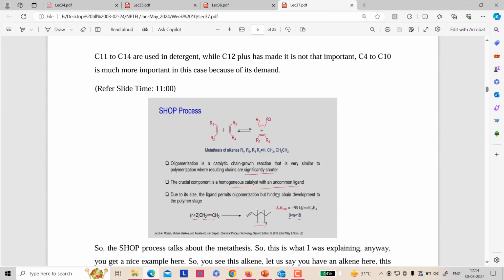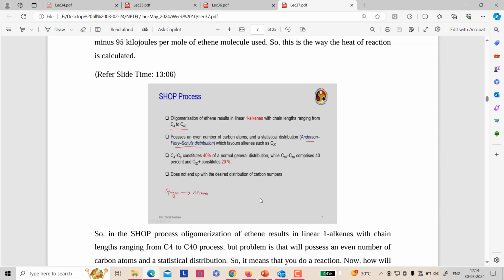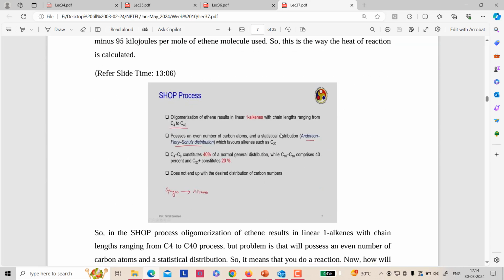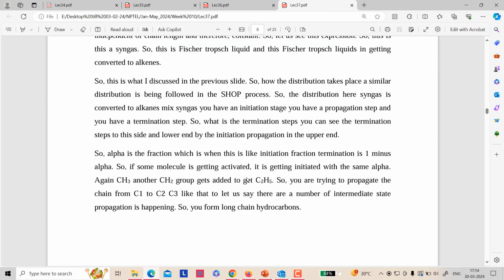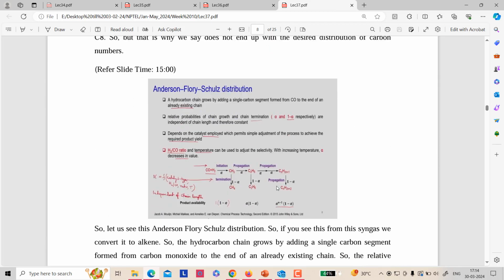This is the SHOP process or oligomerization process, where oligomerization of ethene results in 1-alkenes with chain length ranging from C4 to C40. Okay, so C4 to C8 constitutes 40% of the general distribution, C10 to C18 comprises 40%, and C20 plus alkenes constitute 20%, right? Then you will learn about the distribution.